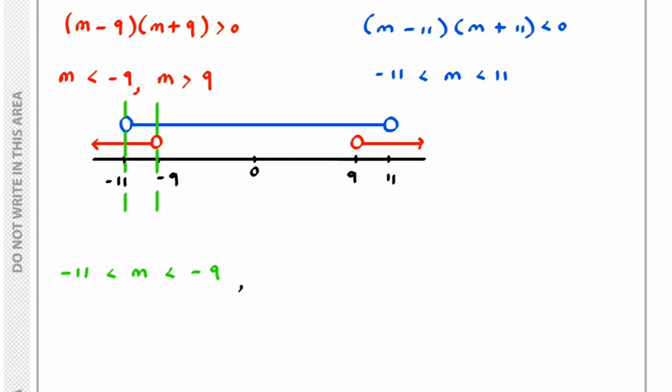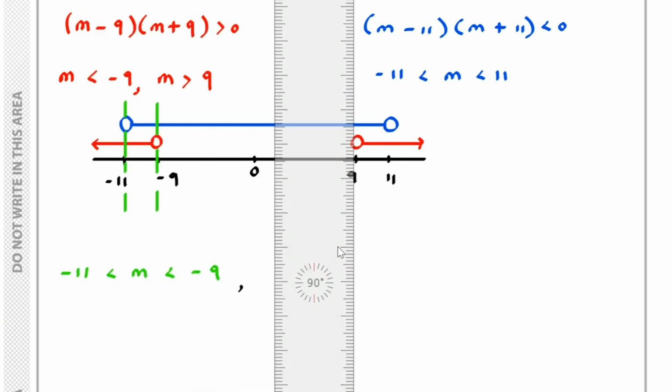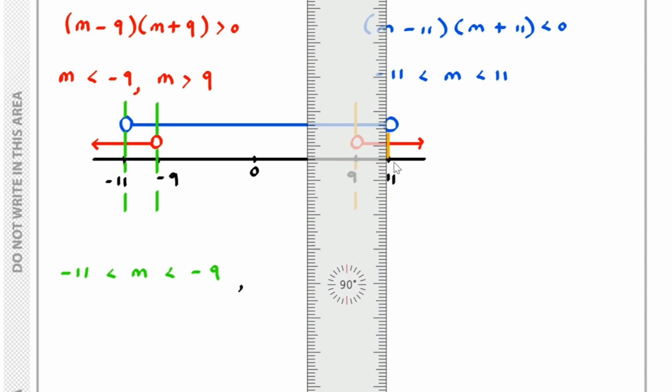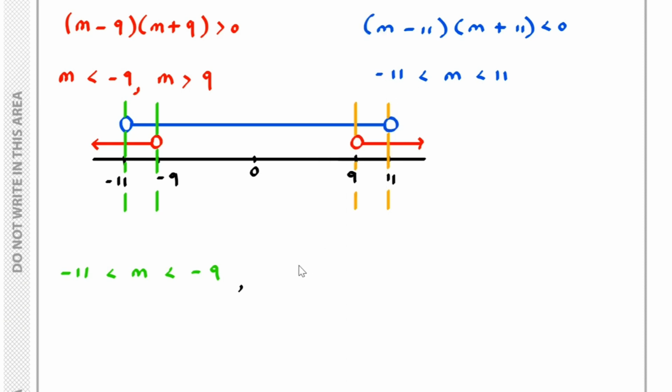And I also have another one over here in between these two values here, between 9 and 11. So these are my solutions.